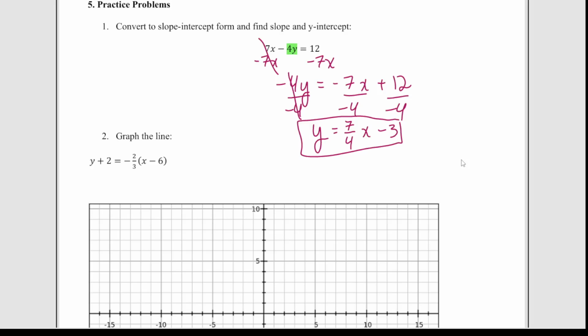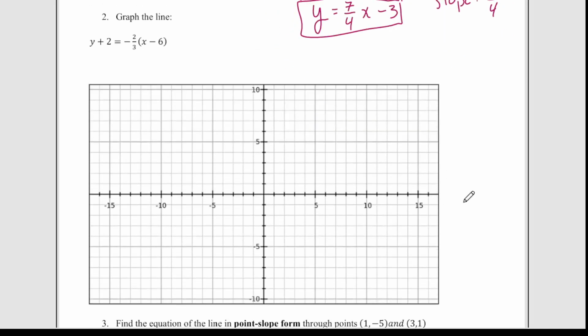If I were to plot it, I would plot it having the y-intercept at 0, negative 3, and then I would move according to my slope, which would be rising 7, running 4, and you'd want to be in the positive direction, so you'd want to make sure that it looks like you're going uphill from left to right on top of the line. But here they just wanted us to convert, so that's all we did.